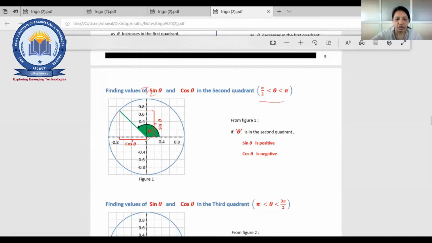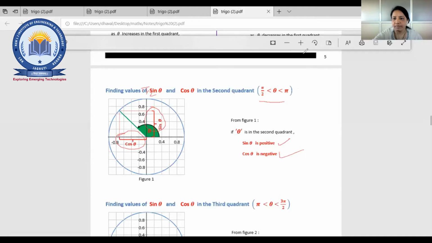Fine. Now next thing: here you can see that sine theta is on the y-axis, cos theta on the x-axis. So sine theta is obviously positive and cos theta is negative. From the figure itself you can derive it. So here it is written, sine theta is positive and cos theta is negative. Sometimes the theta will be given and you have some value, so if you know this concept, you can cross check your answer, whether sine theta is supposed to be positive or negative. Fine.